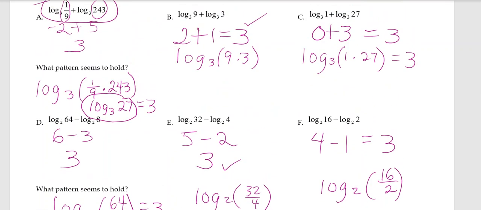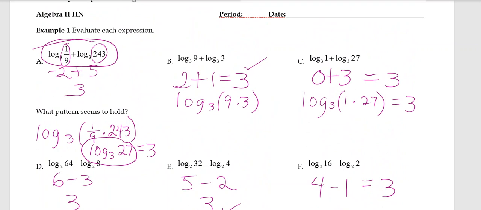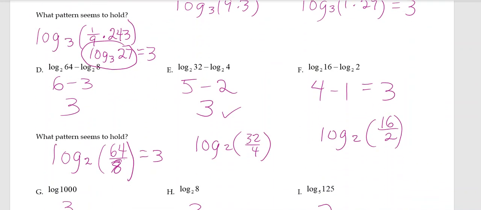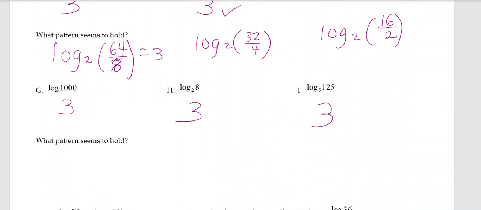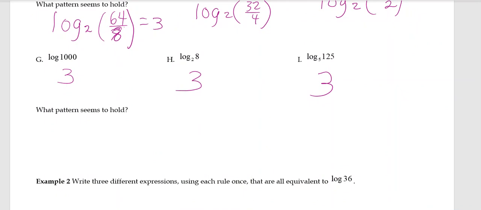So our patterns that we see here is the sum of the logs is equal to the log of the product, right? That's what we saw. And the difference of the logs is equal to the log of the quotient. All right, so that's what we discovered. This one here is a little bit different. This is actually pertaining to exponents.